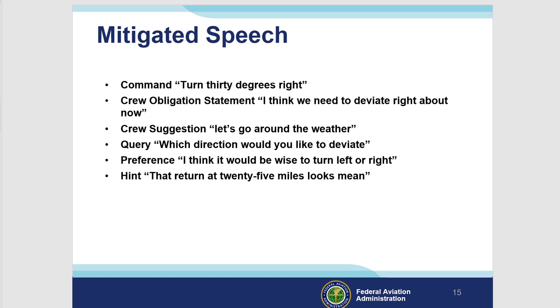The next level up from that would be an obligation statement. I think we need to deviate right about now or left about now. And then there's the command statement. Turn 30 degrees right. Turn 20 degrees left. Obviously, nobody's going to start out with a command; it makes things pretty awkward, right? But I think where you were starting out was a pretty good place. And where I like to start out with these is at least at the query level, at least at that calibrated question level of which direction would you like to deviate?